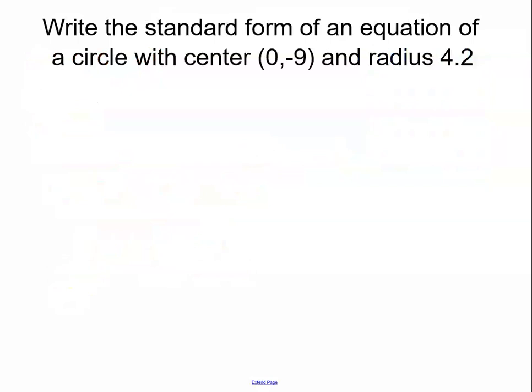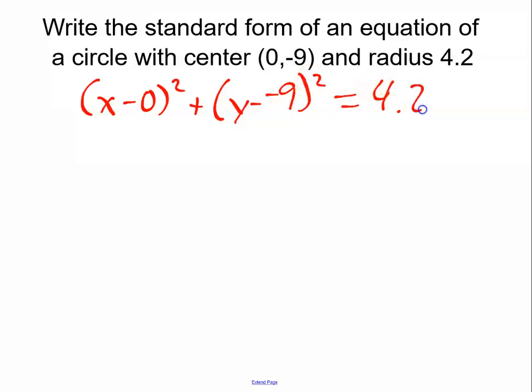Okay, so now we have one where the center is not at 0, 0, but it's the same process. It's going to be x minus 0 squared plus y minus negative 9 squared equals 4.2 squared. Again, x minus 0 is just x, so that's x squared.